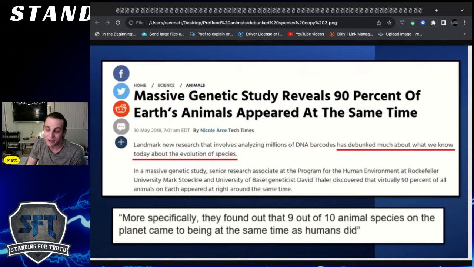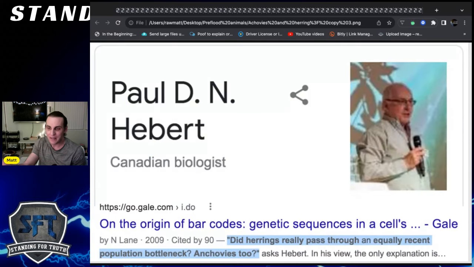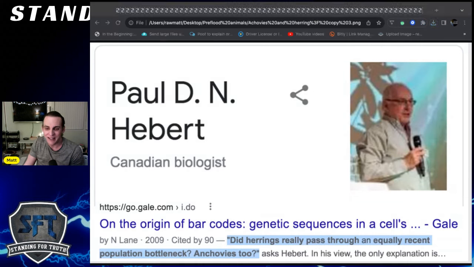They did it to themselves. It's amazing. And look at that. Even with aquatic life, they're so confused by this. They even ask, did herrings really pass through an equally recent population bottleneck, and anchovies? They're left with such confusion, right? They have no idea what to even say to that because it doesn't make sense.